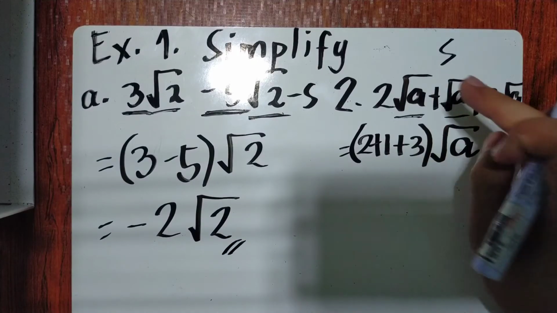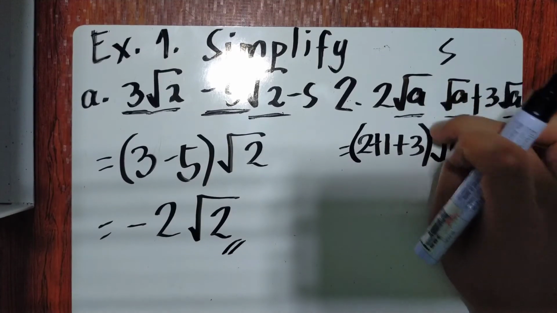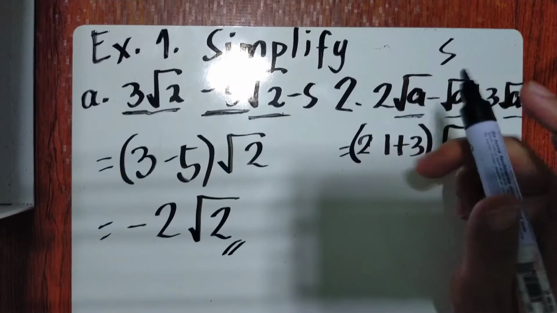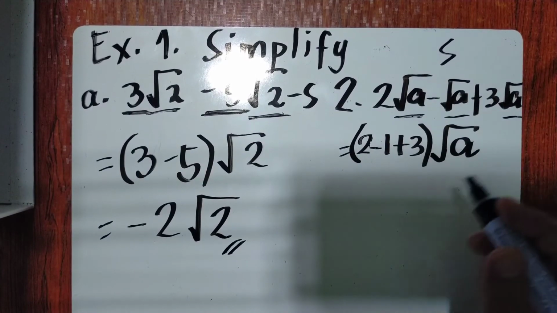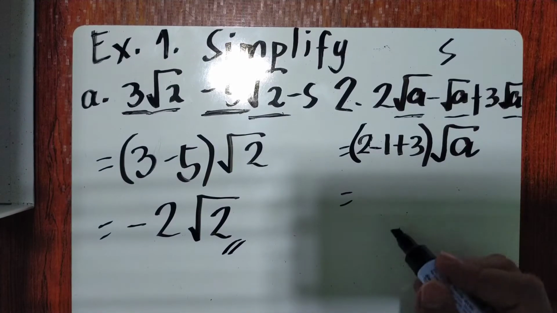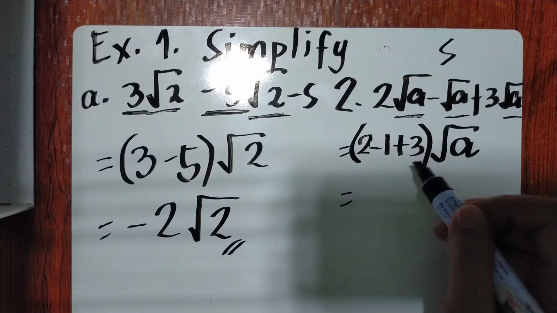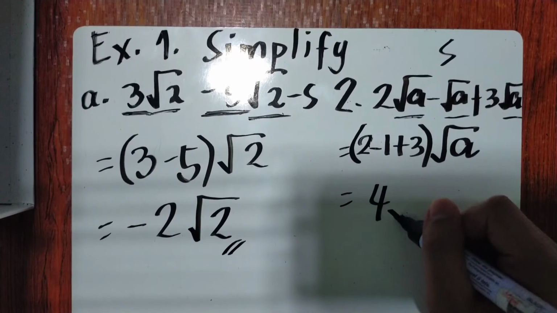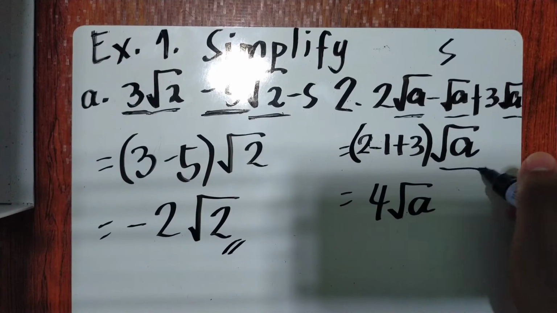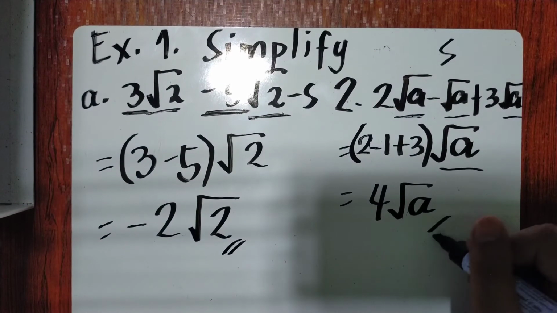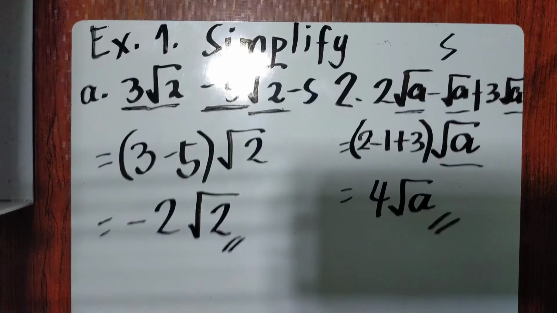Let's change the sign, because the sign I copied was wrong. This one is minus and this one is minus also. So again, 2 minus 1 plus 3. 2 minus 1 is 1, plus 3, that is 4. Just copy the radical that remains, which is a. So the answer is 4 square root of a.